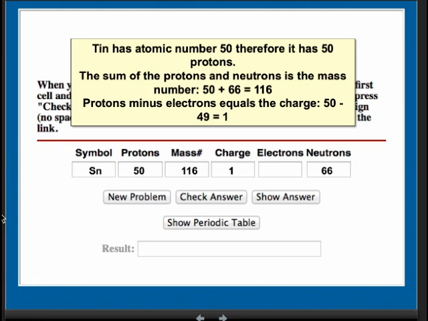If it's a +1, that means it must have 1 more proton than it does electron. If they were the same, it would be 0. If you have more protons, it's positive. So, if we have 50 protons, we must have 49 electrons.